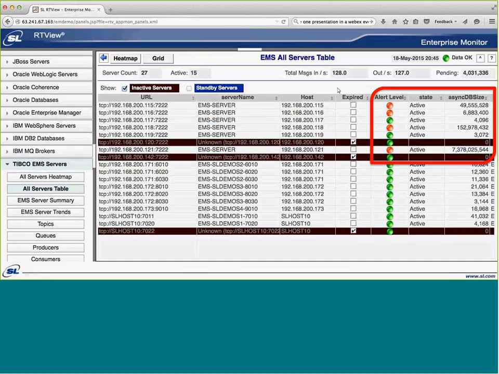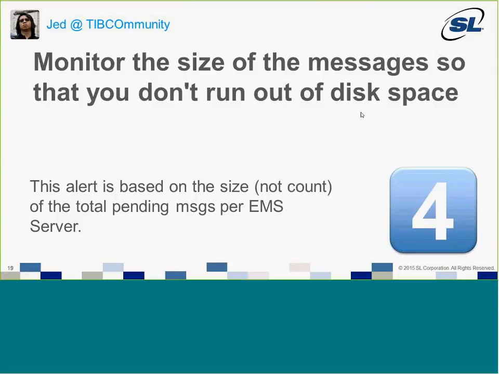One of the views shows us a group of servers that are supporting a business service. And over here, what we're able to do is look at the async DB size. Now, DB size can issue these alerts, and you can easily adjust the alert threshold based on the business cycle, based on your experience.